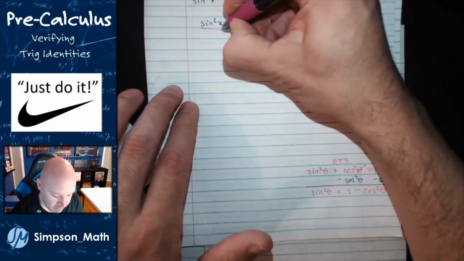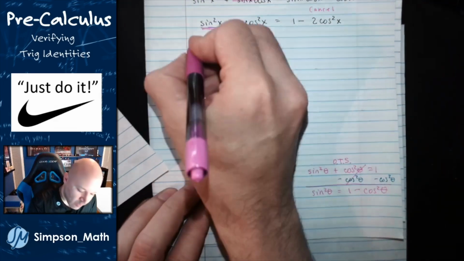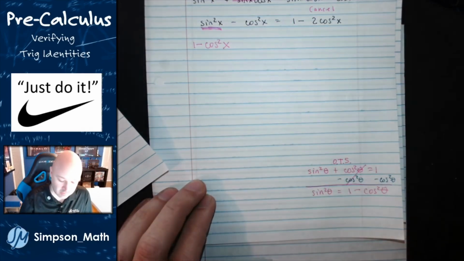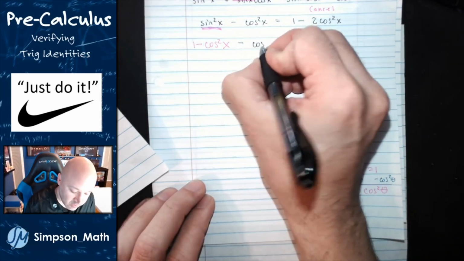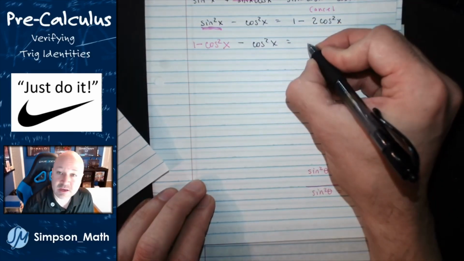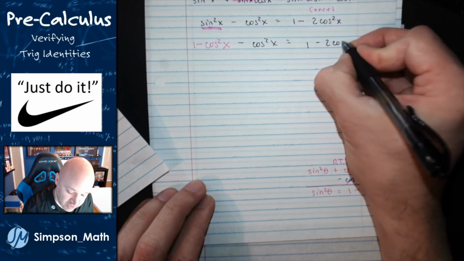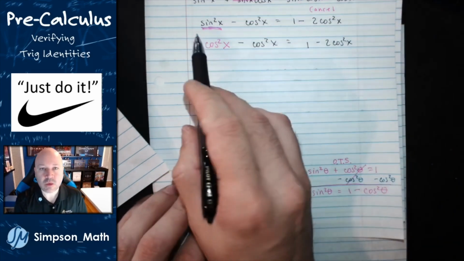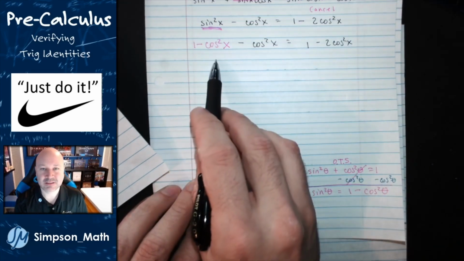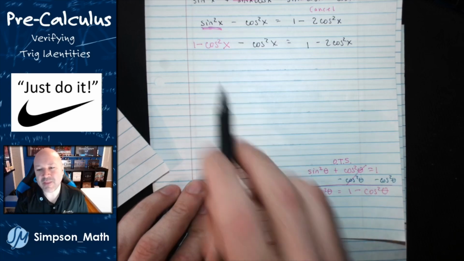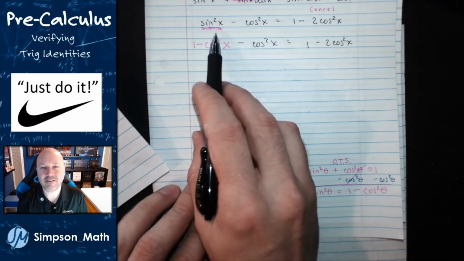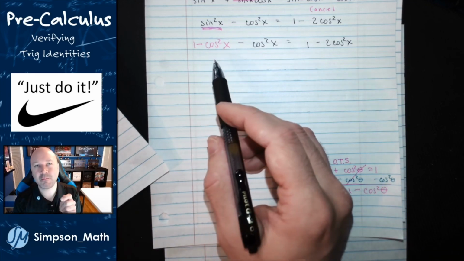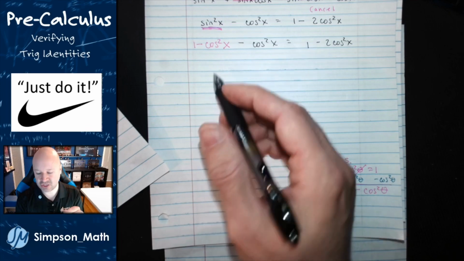This sine squared, I'm going to replace it with 1 minus cosine squared x. I'm going to bring down my minus cosine squared x. I'm going to bring down my equal sign. I'm going to bring down the right-hand side of the equation. Now I need to justify this in some way. So what allowed me to do this? It wasn't just the Pythagorean identity. I took the Pythagorean identity and I manipulated it just a little bit. I'm going to call that a Pythagorean variation.